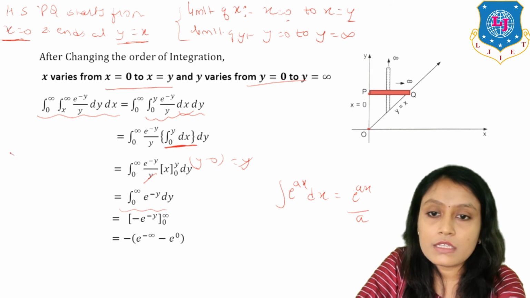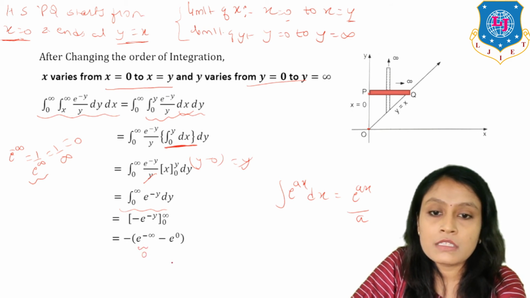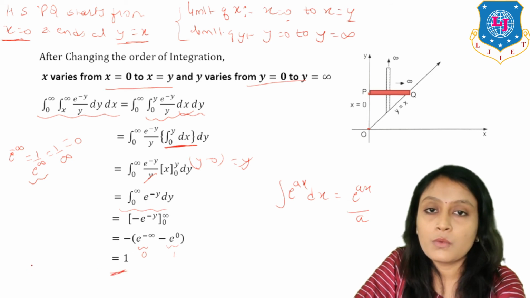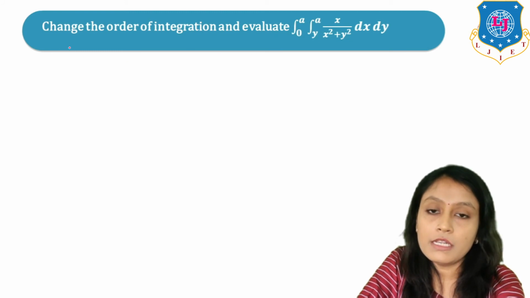Now e raised to minus infinite, that is 1 upon e raised to infinite, and e raised to infinite is what? Infinite. So here we have 1 upon infinite, and that is 0. So the answer of this term is 0, and e raised to 0 is what? 1. So minus minus will become plus. So the final answer of this integration after changing the order of integration is what? 1. Okay, now let's begin with another example.